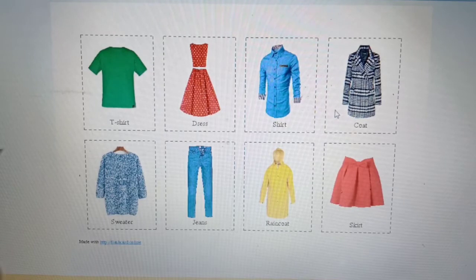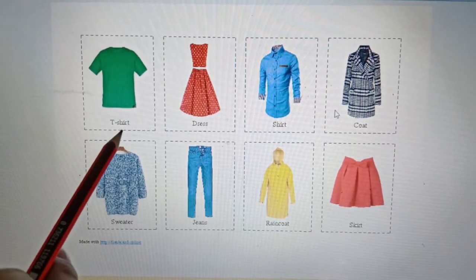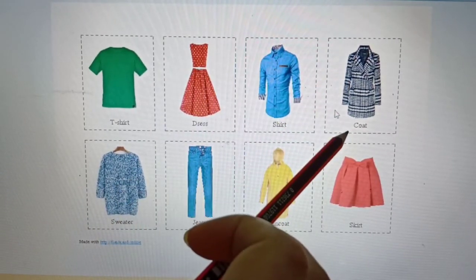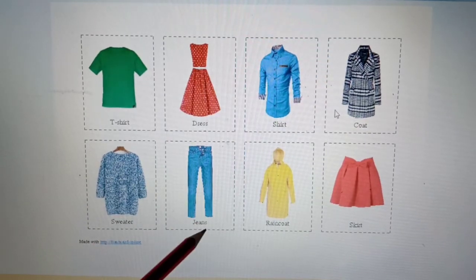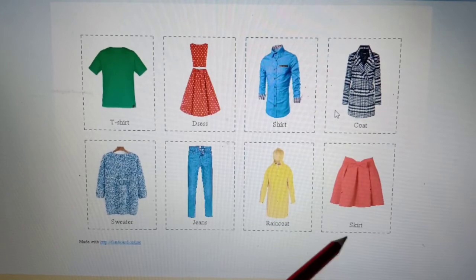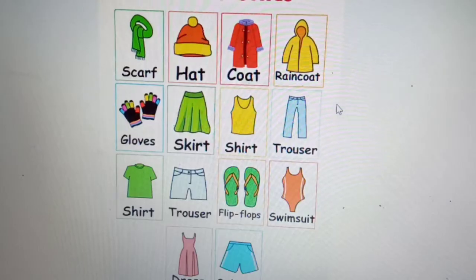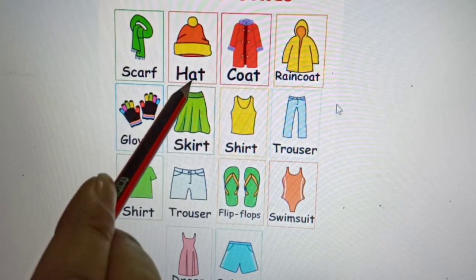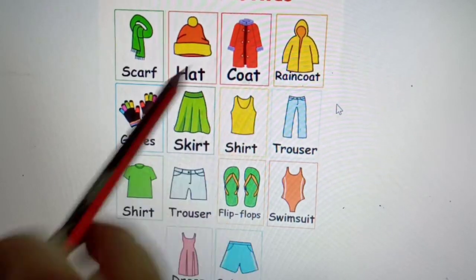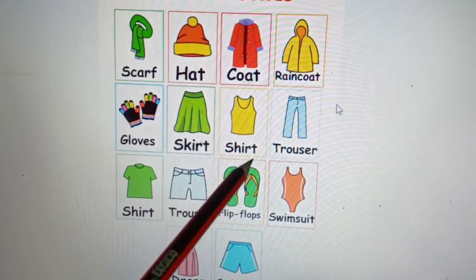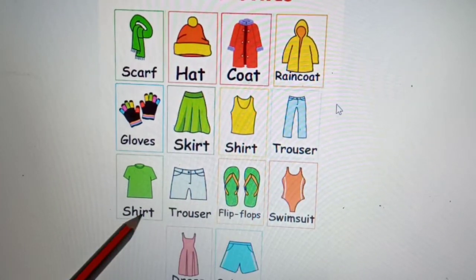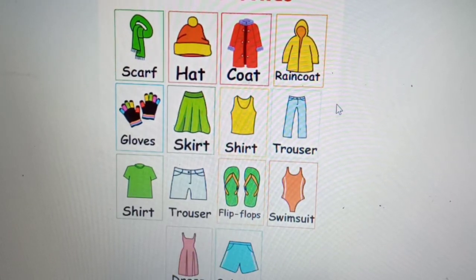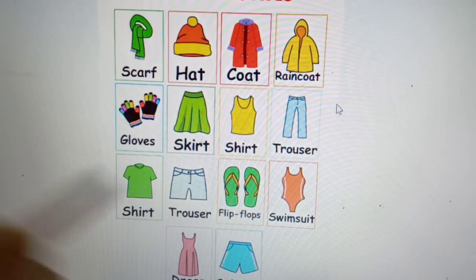Now look at the picture here. T-shirt. This is a dress. This is shirt. Coat, sweater, jeans, raincoat, skirt. Now look at the next picture. Scarf, hat, coat, raincoat, gloves, skirt, shirt, trouser, swimsuit, flip-flop, dress and swimsuit.